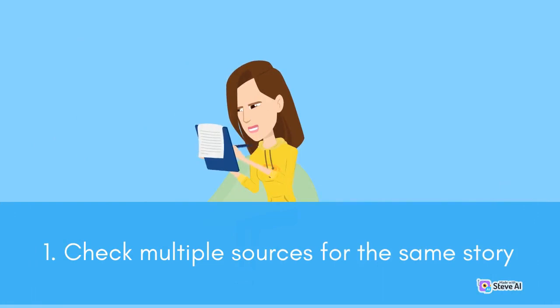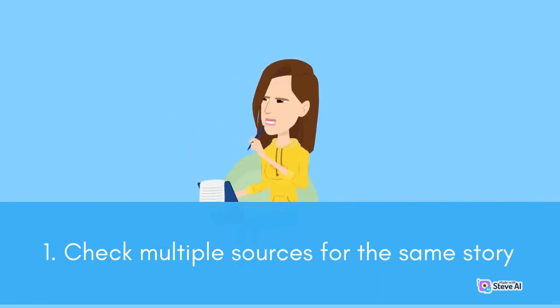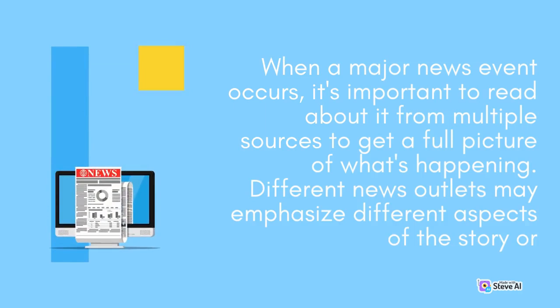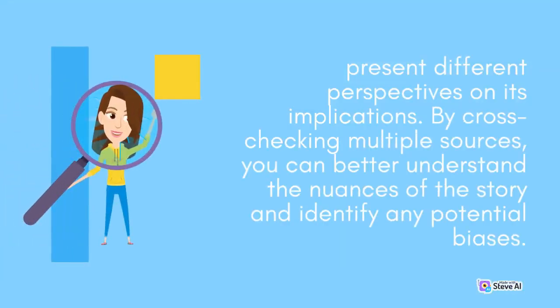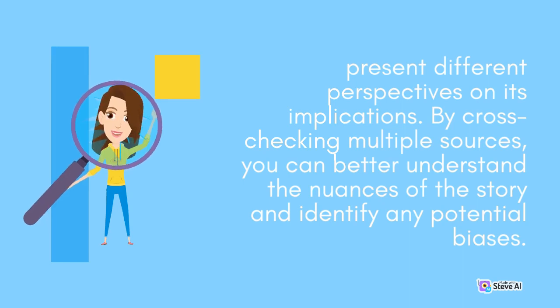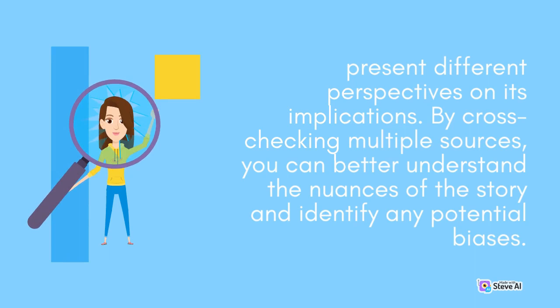1. Check multiple sources for the same story. When a major news event occurs, it's important to read about it from multiple sources to get a full picture of what's happening. Different news outlets may emphasize different aspects of the story or present different perspectives on its implications. By cross-checking multiple sources, you can better understand the nuances of the story and identify any potential biases.